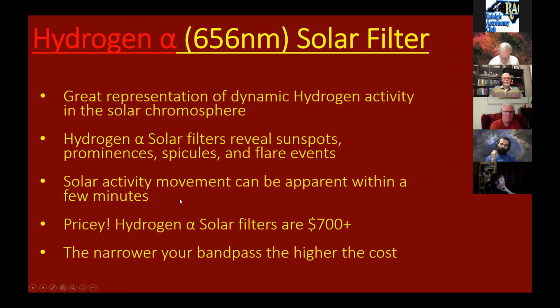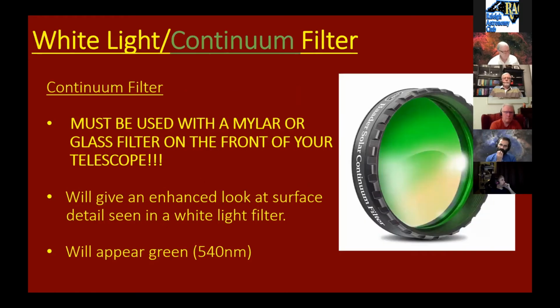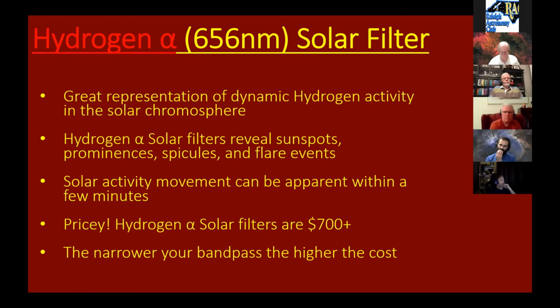Now, with all these wavelengths I'm talking about, I previously talked about the 540 nanometer wavelength of the white light filter. You can filter it to 540 with a solar continuum filter. By the way, the largest one, the 2-inch filter for a continuum, is usually about $200, and lower if you want the smaller one. So it's nowhere near as expensive as hydrogen alpha. Hydrogen alpha filters, for solar observing, are really expensive.